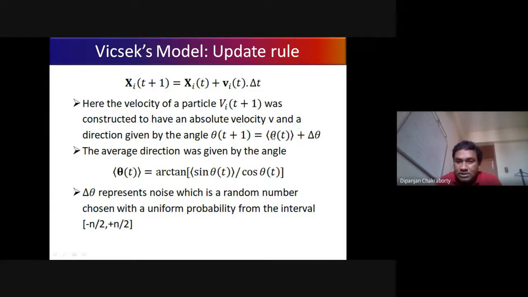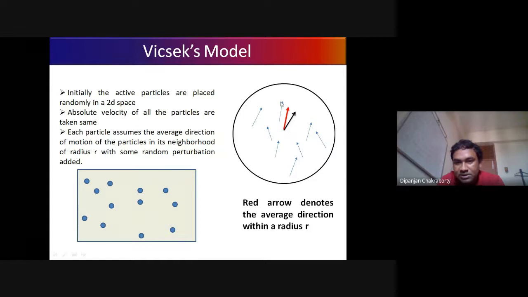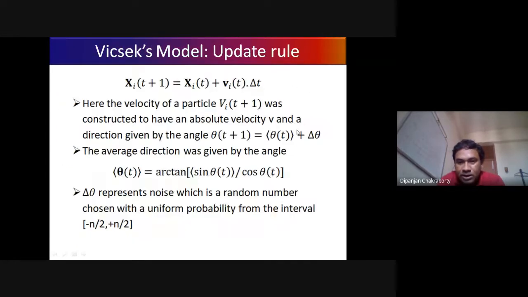And how to calculate this theta average? That is basically the tan inverse of the average of sine, which is the component along the y direction, over the average of cosine, the component along the x direction. These are all averages over the radius, because we are talking about the neighbors, right? So for each particle we update according to its neighbors. The average direction is calculated, plus some perturbation is added along the direction, and that's how the position of each particle updates.